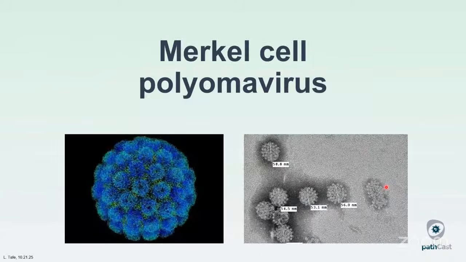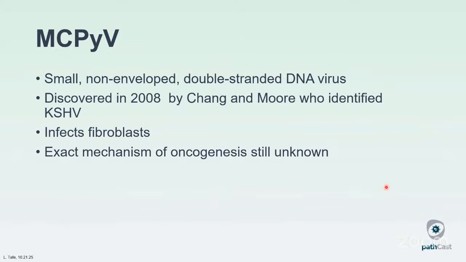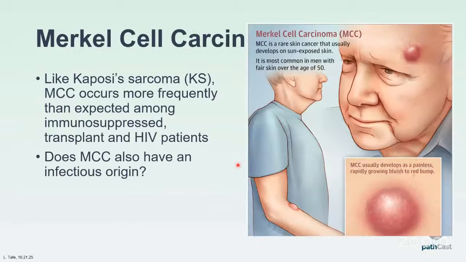So let's move along to Merkel cell polyomavirus. Merkel cell is a small, non-enveloped, double-stranded DNA virus. It's one of the newer viruses that was described only in 2008. Its mechanism appears that it infects fibroblasts. However, exactly how it leads to oncogenesis is still not known.